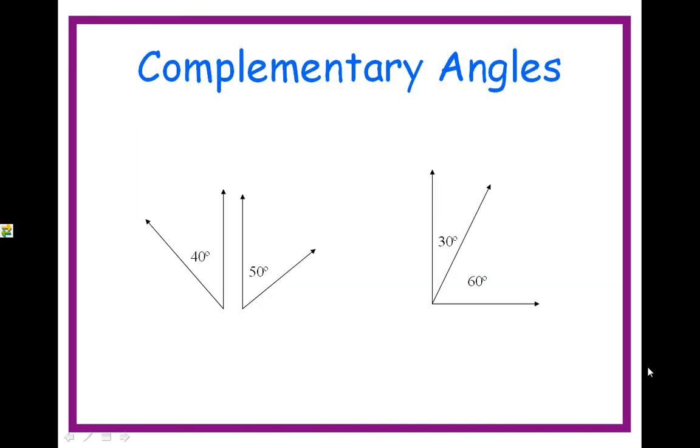Okay, here are some examples of complementary angles. They don't have to be adjacent. They can be two separate angles, but their sum is going to have to equal 90 degrees. So if you look, you have 40 plus 50 is 90, and 30 plus 60 is also 90.